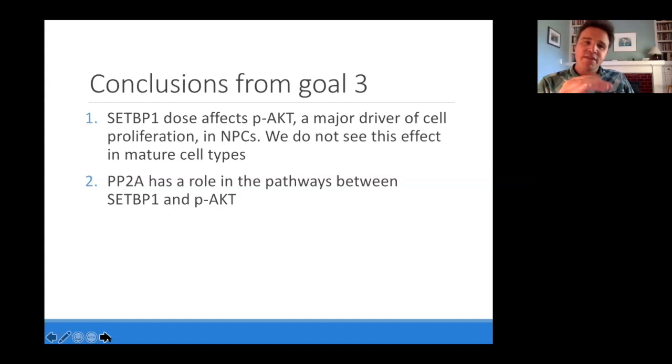Okay, let me conclude with this and then I'm going to wrap up. One thing I didn't mention is we have also tested that in the mature cell types, and I know this is of interest to a lot of parents. We do not see the effect in the mature cell types, only NPCs. Of course, we're interested in the mature cell types because they're the ones that actually exist postnatally. And we think that PP2A is an important player in SETBP1, at least in that very early neuronal cell type.